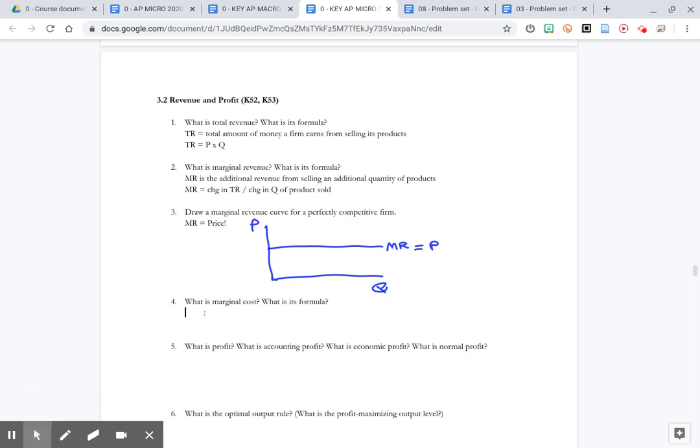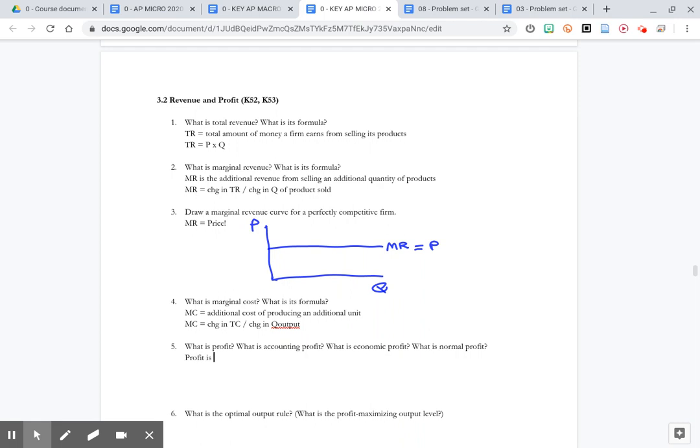Let's talk marginal cost. Marginal cost is equal to the additional cost of producing an additional unit or a quantity of units. It's very similar to marginal revenue, but we define it as the change in total cost divided by the change in quantity of the products being sold, the quantity of output. So marginal cost and marginal revenue are pretty important for us. In fact, that's how we're going to maximize the amount of profit, by knowing how to figure those two things out.